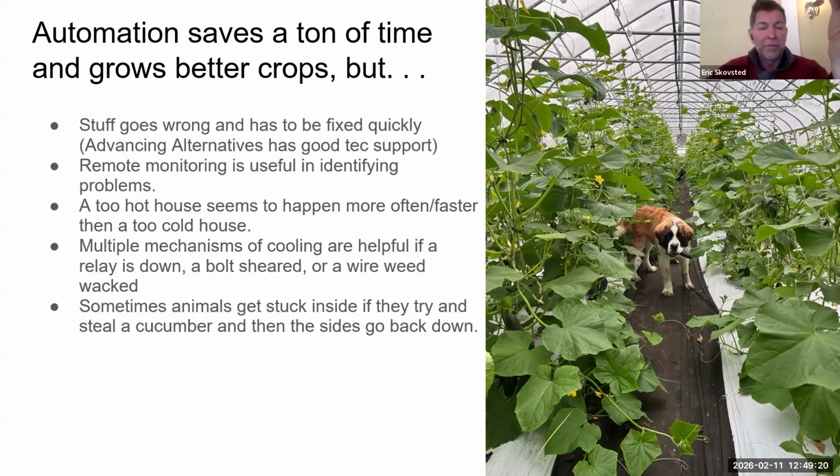And one of the funniest things about roll-up sides that we never expected to happen with our automatic roll-up sides is sometimes you can catch an animal in the greenhouse if the sides happen to go up and then go back down while the animal's in there stealing a cucumber, for example. So anyway, that's my presentation. I can take questions.